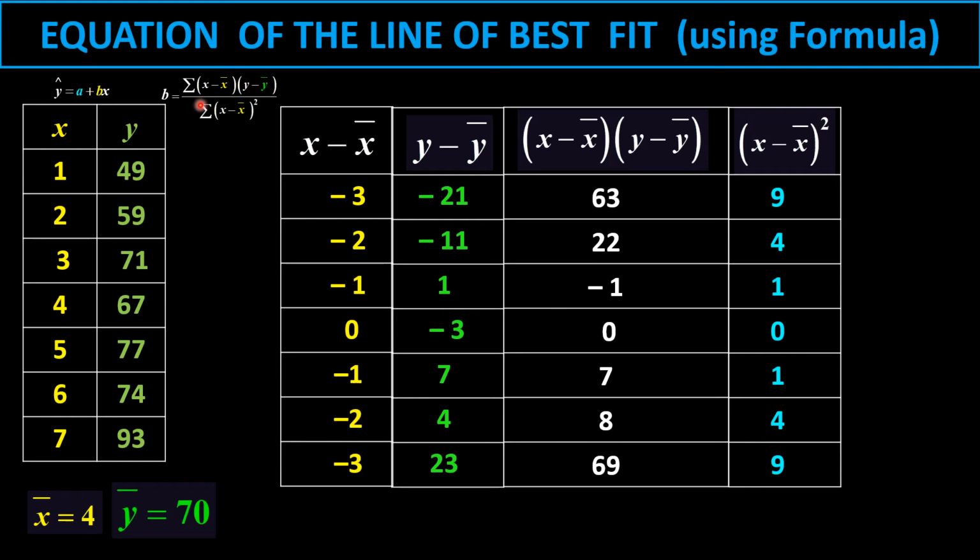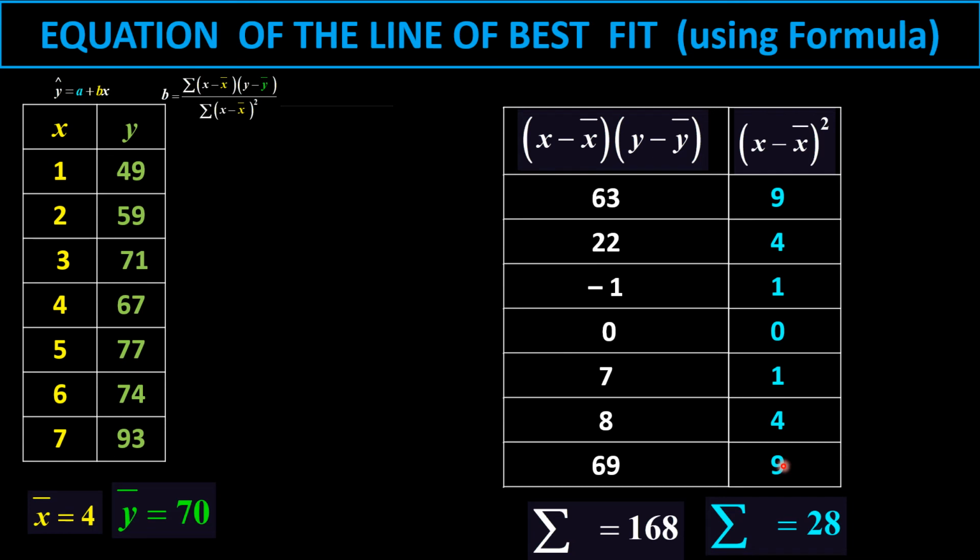What does a sigma mean? That means a sum. So we have to sum this product, and we need to sum the square. So we find the sum. You can either do it mentally or you can just use your calculator. So the sum of this particular column here is 168, and the sum of this column here is going to be 28, right?